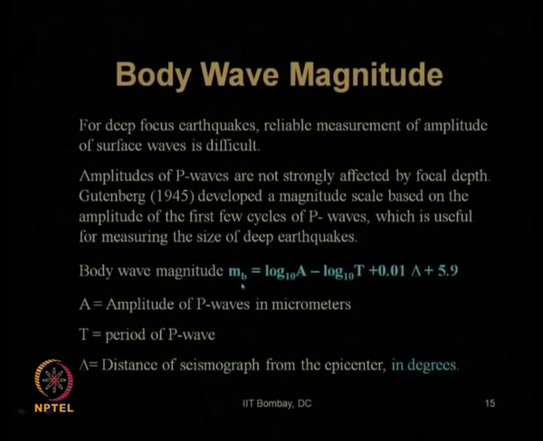So, for body wave magnitude, the empirical relation given by Gutenberg in 1945 is MB equals log to the base 10 A minus log to the base 10 T plus 0.01 delta plus the numeric value of 5.9. What is A? A is the amplitude of the P wave only, in micrometers. So, here also the unit is micrometer, and capital T is the time period of the P wave. And delta is the distance of the seismograph from the epicenter in degrees, as we have used earlier also. Knowing these parameters, one can easily estimate the body wave magnitude.